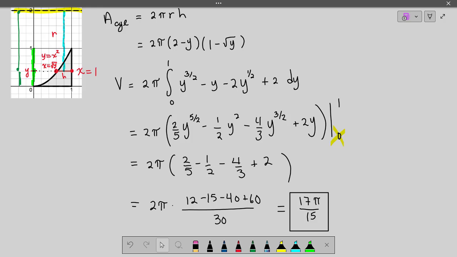Yeah? How do you get 4/3 y to the 3/2? So when we add 1 to the exponent here, we're adding 2/2, getting 3/2. Right. If you divide by 3/2, you multiply by 2/3. Oh, and the 2 at the constant. 2/3 multiplied by 2 will give us the 4/3. Gotcha. Yep.